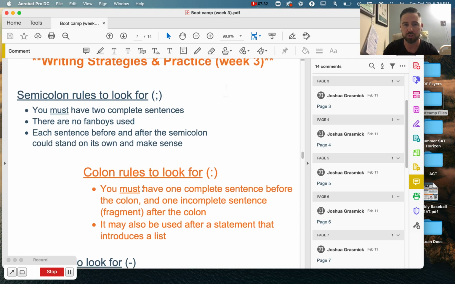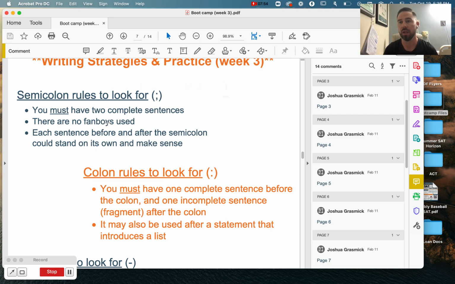Okay, next, these ones are super simple. The semicolon. You must have two complete sentences. So what I mean by that is a complete sentence before the semicolon and a complete sentence after the semicolon. You have to have two complete sentences for a semicolon to work, and there's no fanboy used. You cannot have a fanboy after the semicolon.